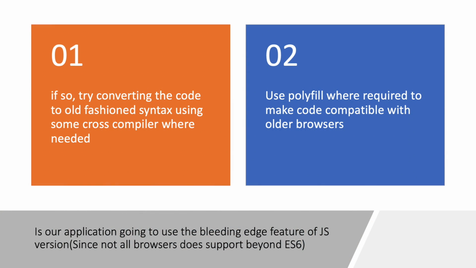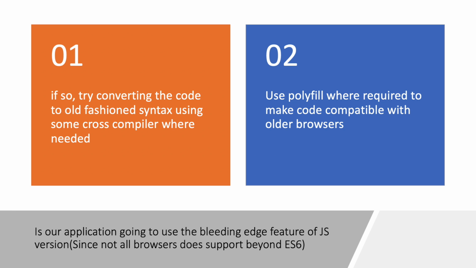So the first question is: is our application going to use the bleeding edge features of JavaScript, since not all browsers support beyond ECMAScript 6? There are different versions of ECMAScript, like ECMAScript 6, which is nothing but ECMAScript 2015, then 2016, and every year a new version of JavaScript is released, ES Next as they call it. So not every version of JavaScript is supported. It is very important to ask whether, in development, you are using the latest version of JavaScript.